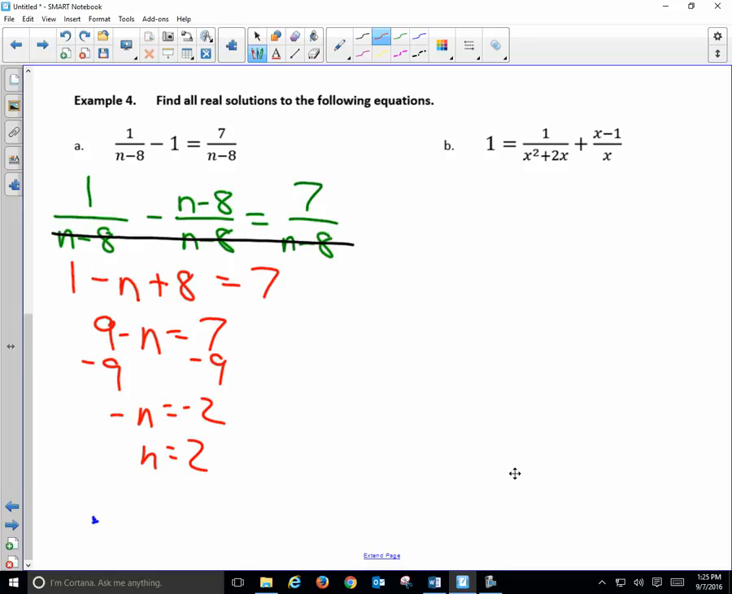Now, if I plug 2 back in, it works. What is a number that, if I came up with it, it wouldn't work for sure if I plug it back in? 8. Why? 8 would give you 0 in the denominator. You may not have 0 in the denominator, okay? There's a whole study in calculus about that.